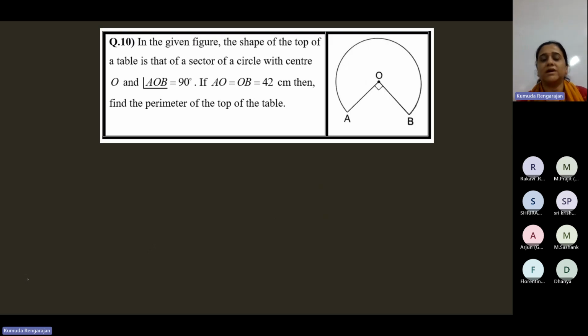Area of this tabletop will be 270 by 360 into pi r square. That's all. It's only one region. It's the major sector. Just one region, nothing to add there. So this is the major sector and its area is 270 by 360 into pi r square.